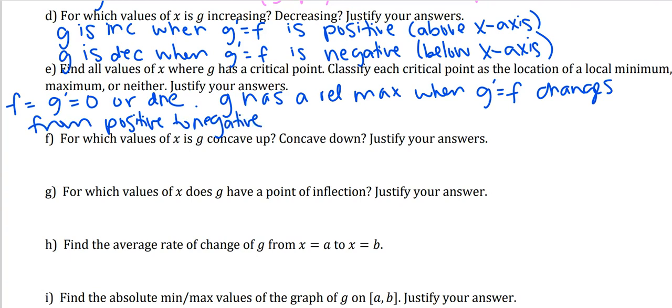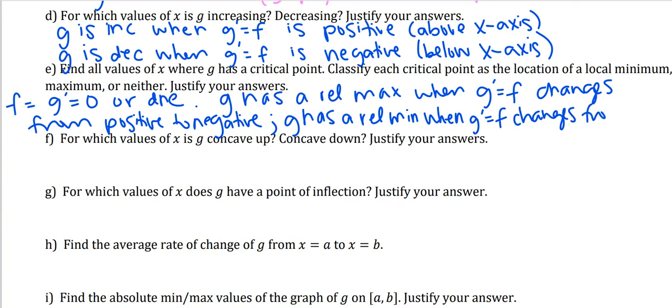Because remember, that means that G will change from increasing to decreasing. That would create that kind of peak, right? And conversely, G has a relative min when G prime changes the other way, so it changes from negative to positive. And if it has no sign change, like if it just touches and turns on the x-axis, that would be neither.